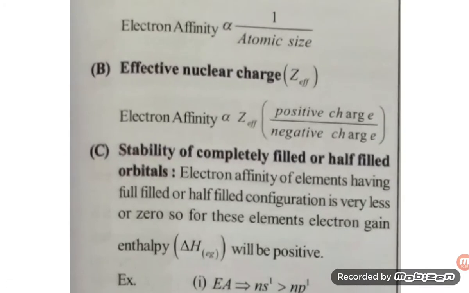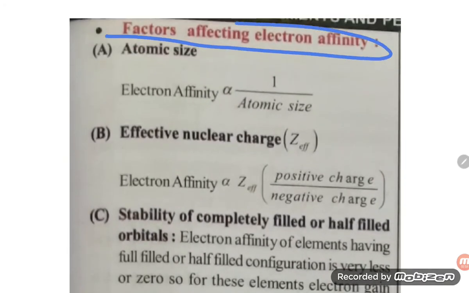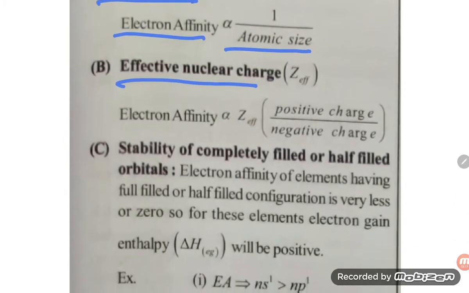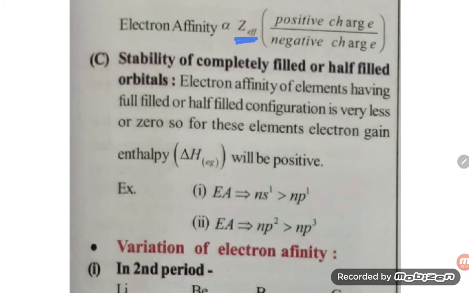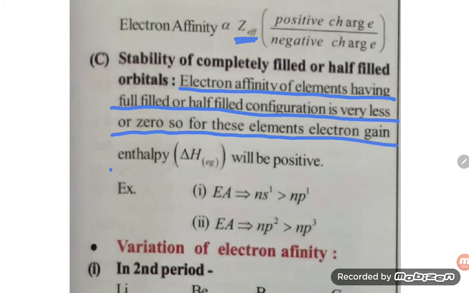Factors affecting the electron affinity. First one is atomic size. Electron affinity is inversely related to atomic size, so the greater the atomic size, the lesser the electron affinity. Next is effective nuclear charge: electron affinity is proportional to Z effective, positive charge upon negative charge. Then the stability of completely filled or half filled orbitals. Electron affinity of elements having fully filled or half filled configuration is very low or zero. So for these elements, electron gain enthalpy will be positive.